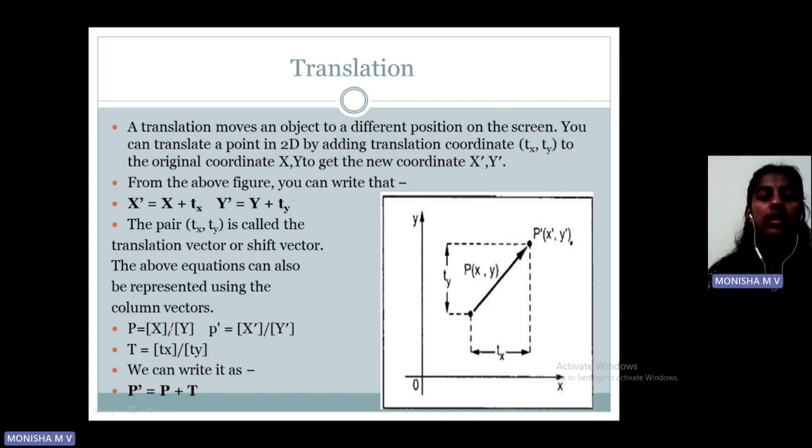When we add the original P coordinates to the translation coordinates, we get the transformed coordinates, the final 2D transformation coordinates. This is translation in 2D transformation. Now we will see rotation.